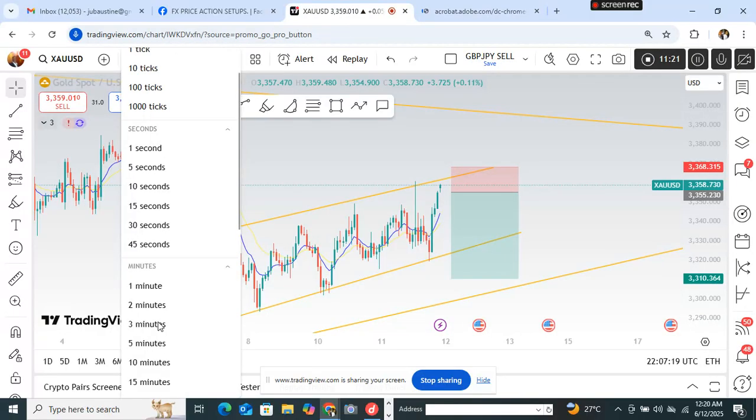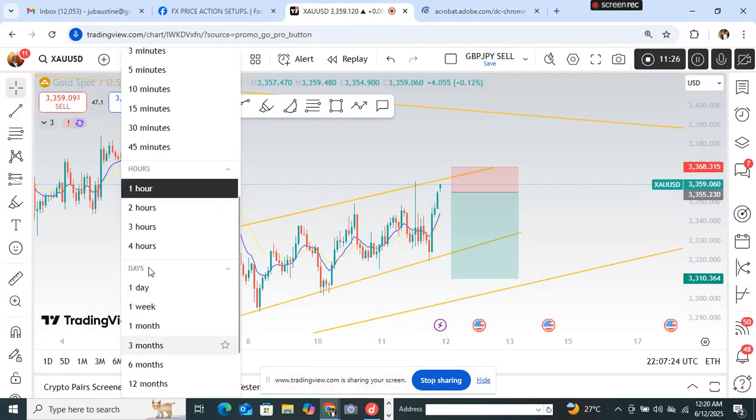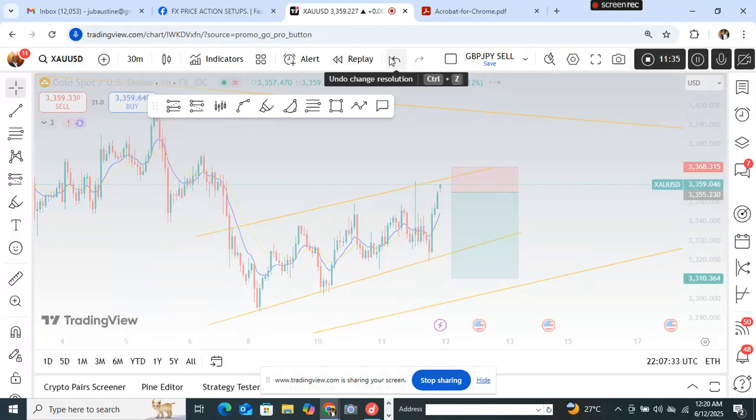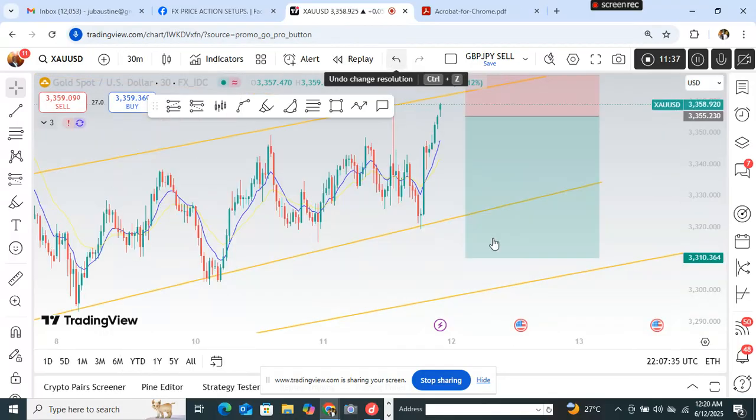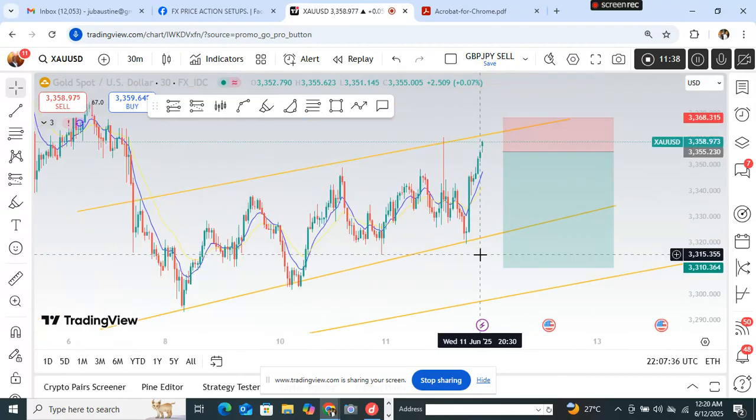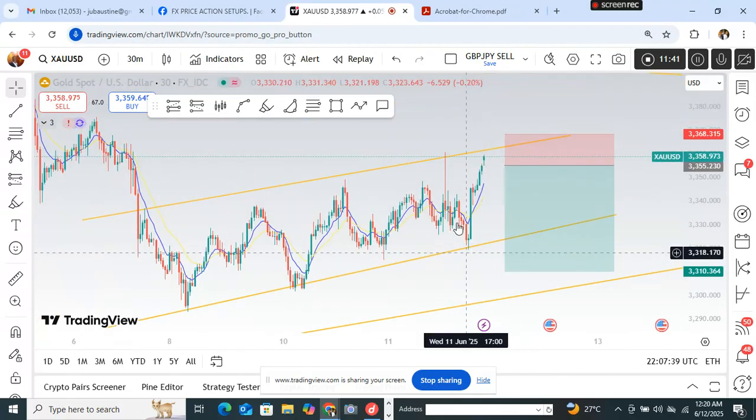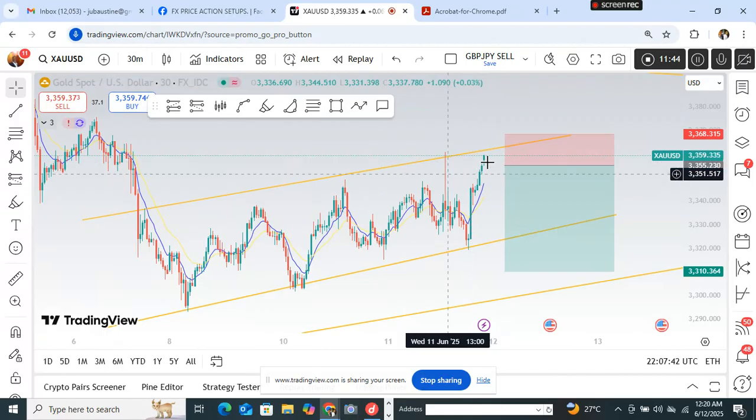Let's look at the 30-minute time frame. In our 30-minute time frame, we can see that until we see a bearish movement.